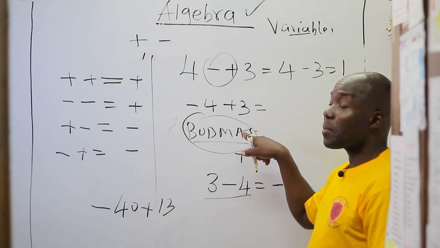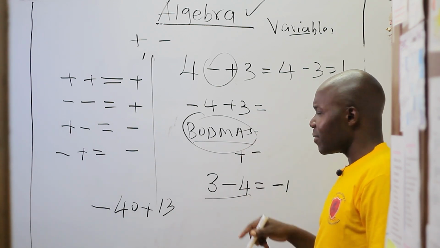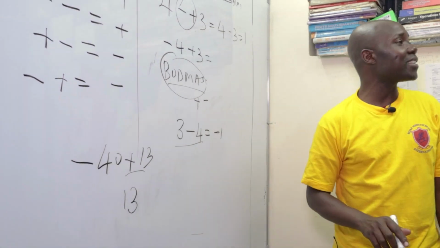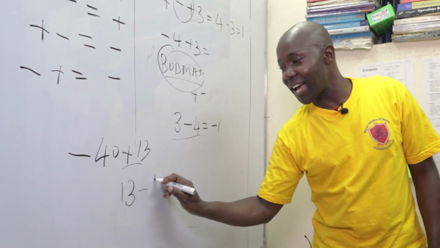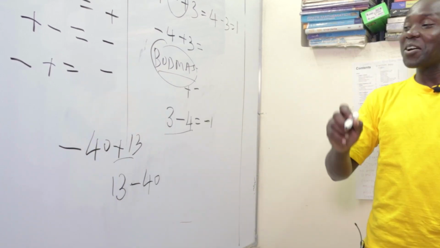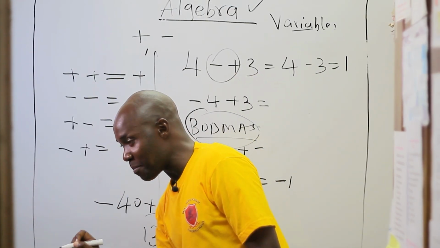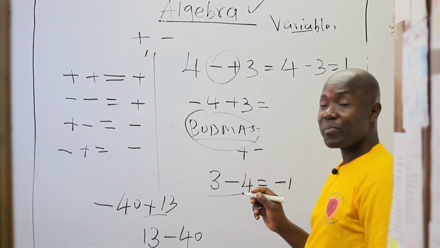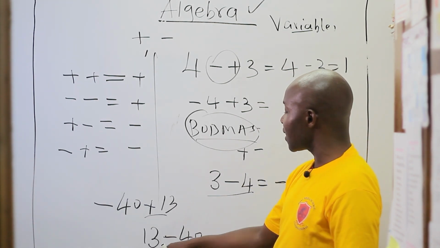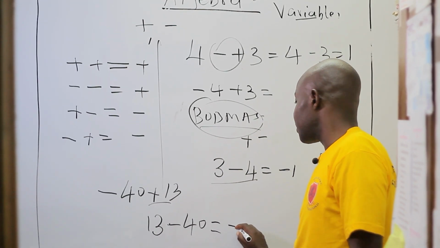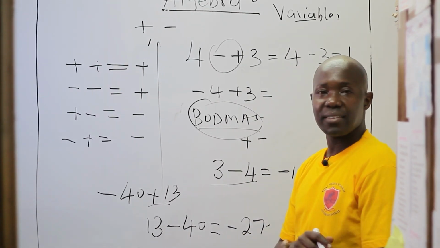Like you know very well, BODMAS clearly tells us to start with a positive. Why don't you just reorganize this and start with the positive 13, and then you have the last part here, the negative 40. Then what did I say? Whenever you take a smaller number minus a bigger number, you must always get a negative value. So in your mind, just take 40 minus 13, which is 27. So the answer becomes negative 27.